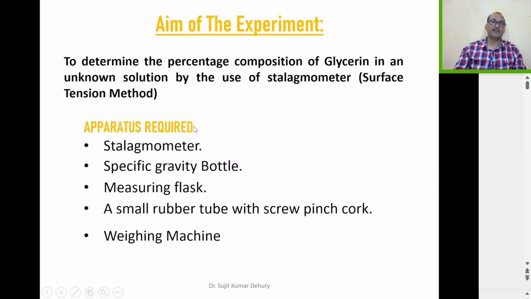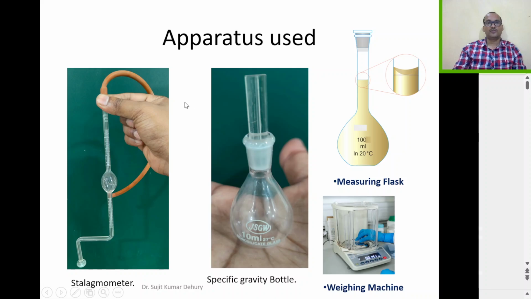So what are the apparatus required? We need a Stalagmometer, specific gravity bottle, measuring glass, small rubber tube with screw pinch cork, and weighing machine. So these are the apparatus you need to recognize first. So how does a Stalagmometer look like? And then this is the specific gravity bottle, measuring glass, and weighing machine.